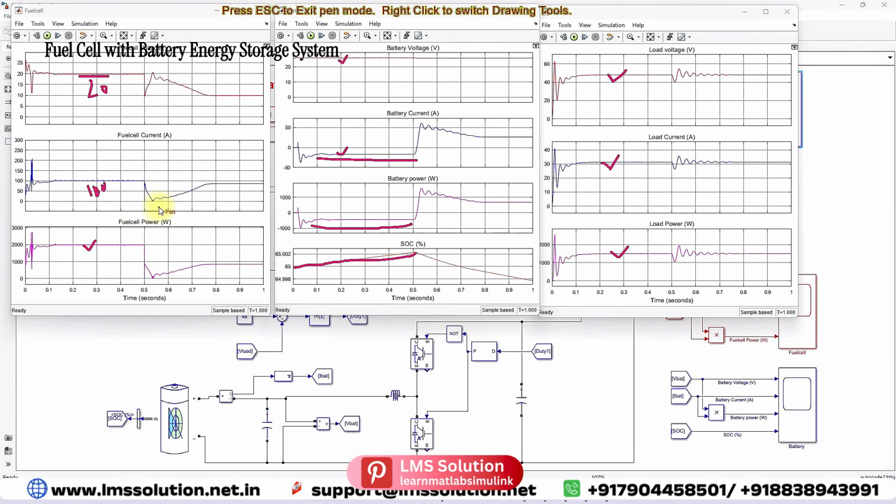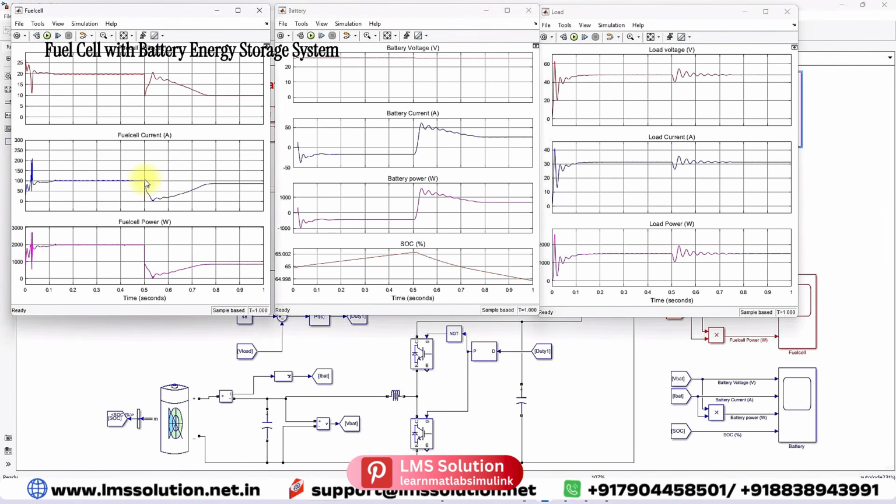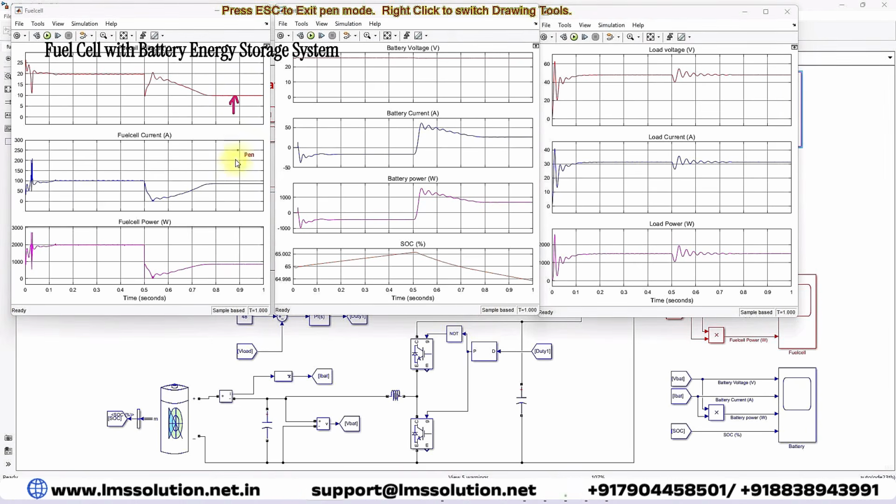At 0.5 seconds, the pressure of fuel and air is changed to 0.01 bar. Because of that, you can see the fuel cell voltage is reducing to 10, and the current is reducing to around 80 amps, and the fuel cell is generating only around 800 or 850 watts. Because of that, what happened? There will be a shortage of power to the load. During that time, the battery starts supplying power. That's why the battery current changes from the negative direction to the positive direction, and the power of the battery also changes from negative to positive. And you can also see the SOC of the battery keeps decreasing.